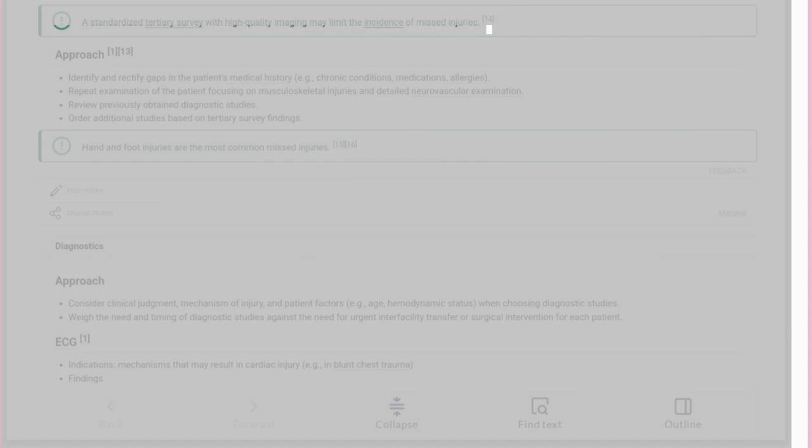Approach: identify and rectify gaps in the patient's medical history, for example chronic conditions, medications, allergies. Repeat examination of the patient focusing on musculoskeletal injuries and detailed neurovascular examination. Review previously obtained diagnostic studies. Order additional studies based on tertiary survey findings. Hand and foot injuries are the most common missed injuries.